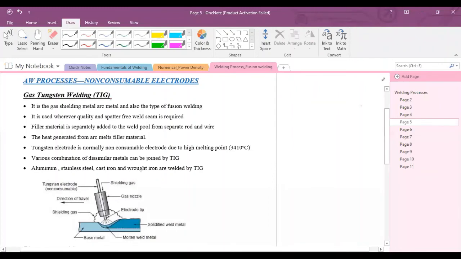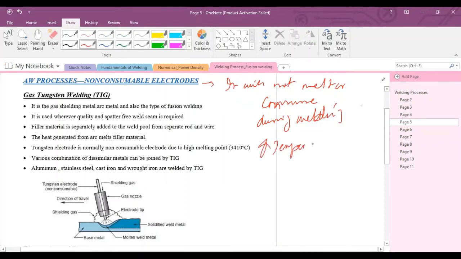We have already discussed the electric arc processes where all the electrodes are consumable. Now we have some types of arc welding where non-consumable electrodes are used. Non-consumable electrode means it will not melt or be consumed during the welding. Normally, non-consumable electrodes have high melting temperature.